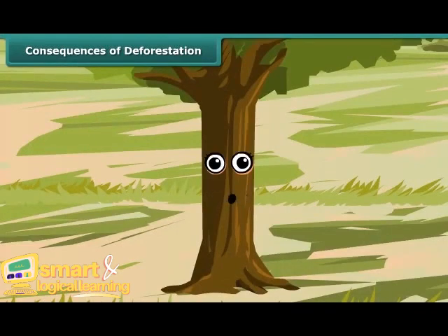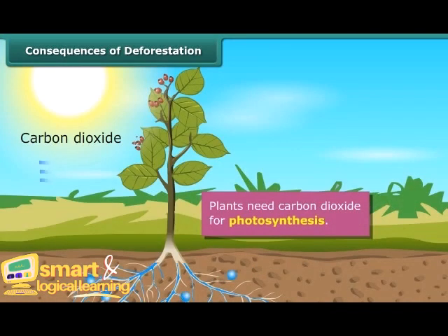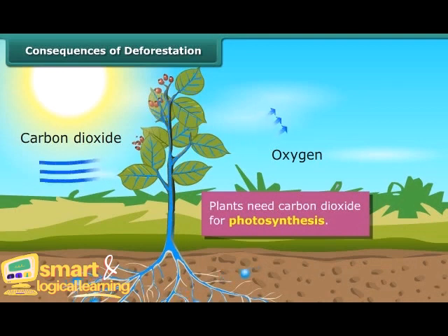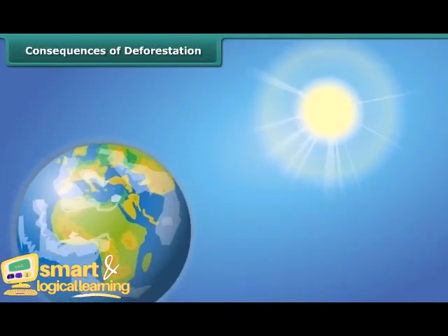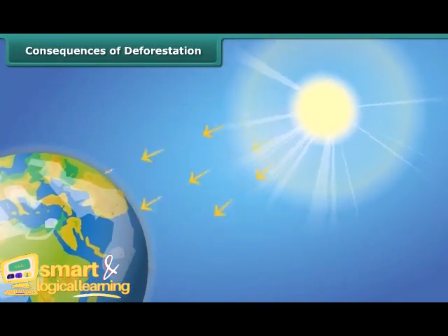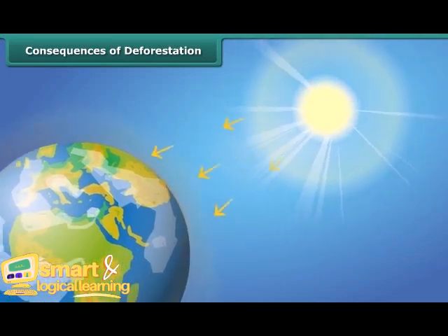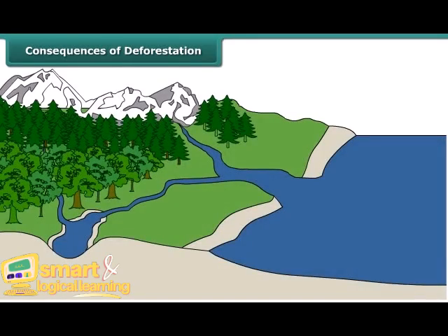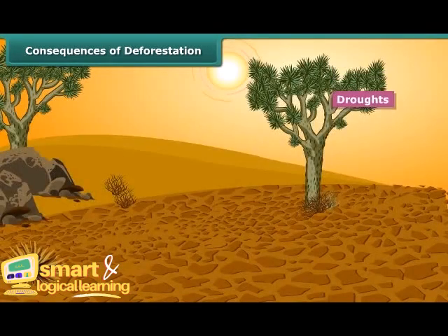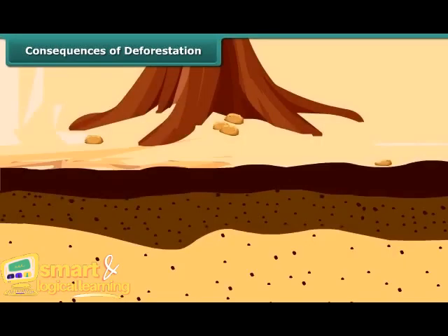You have already studied about deforestation and its various causes. Now let us discuss some of its consequences. Droughts. Plants need carbon dioxide for photosynthesis. Fewer trees would mean that less carbon dioxide would be used up, resulting in its increased amount in the atmosphere. This will lead to global warming as carbon dioxide traps the heat rays reflected by the Earth. The increase in the temperature on the Earth disturbs the water cycle and may reduce rainfall. This could cause droughts.